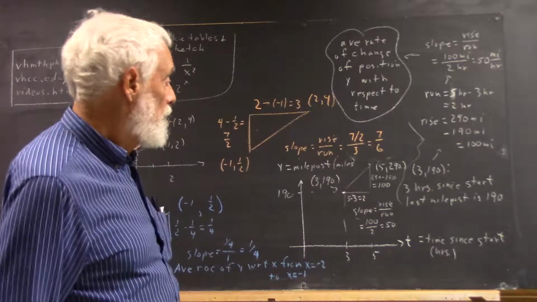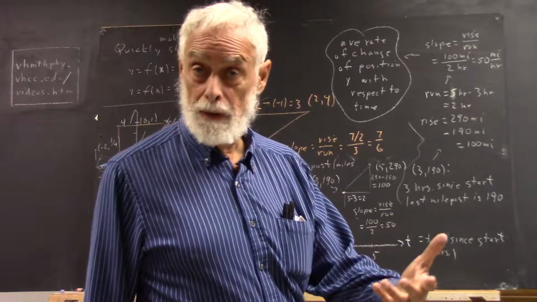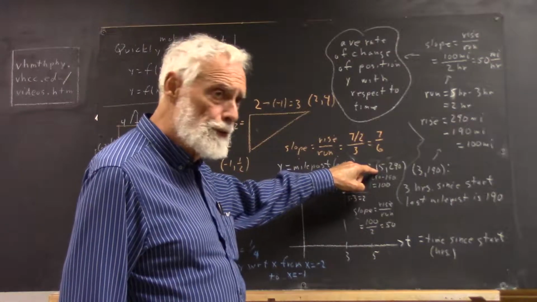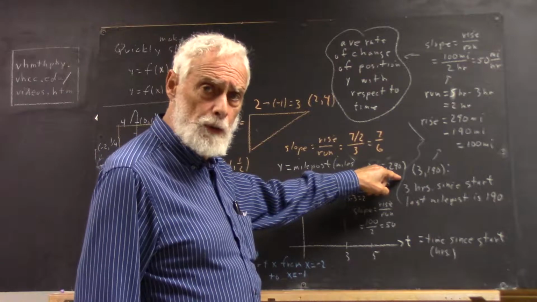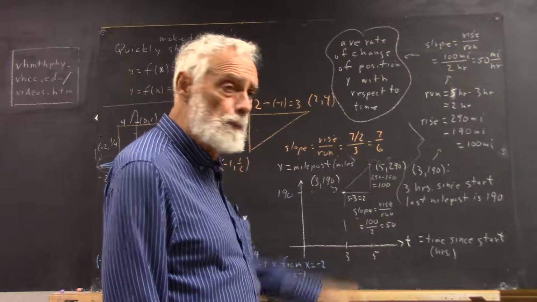And then we have the point (5, 290). What does that point tell us? Well, that tells us that 5 hours into the trip, you're at mile 290. So now we have 2 points.